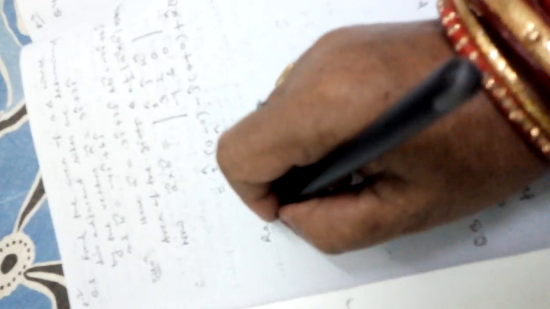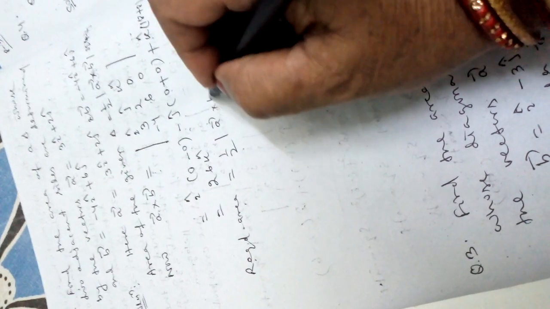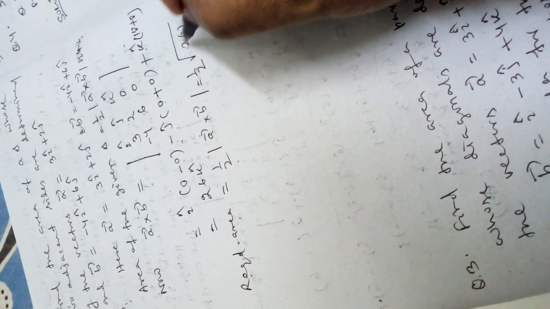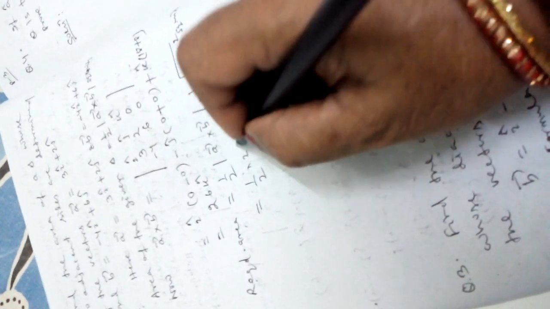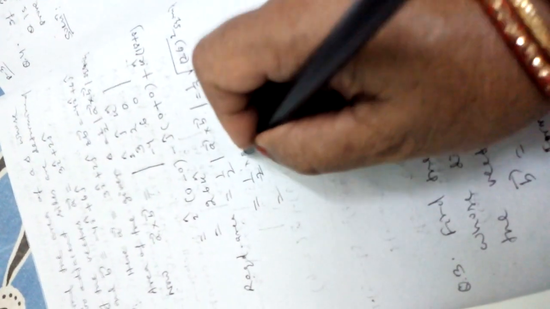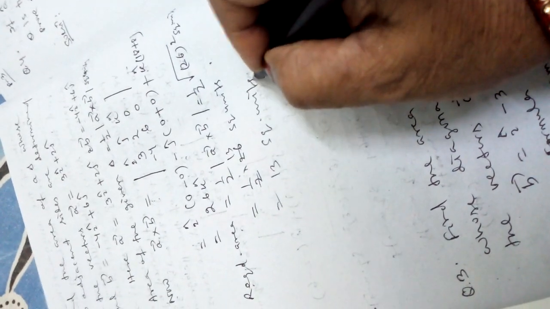Then required area according to the formula is equal to half into modulus of vector A cross vector B. So this is equal to half square root of 26 whole square, square units. This is equal to half into 26 square units. So this is equal to 13 square units.